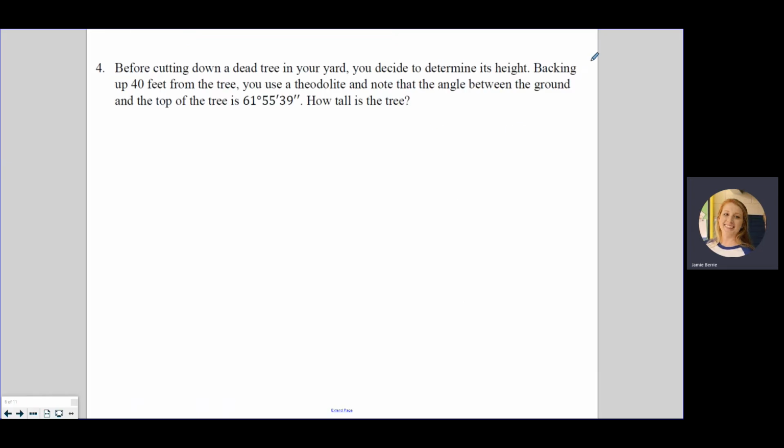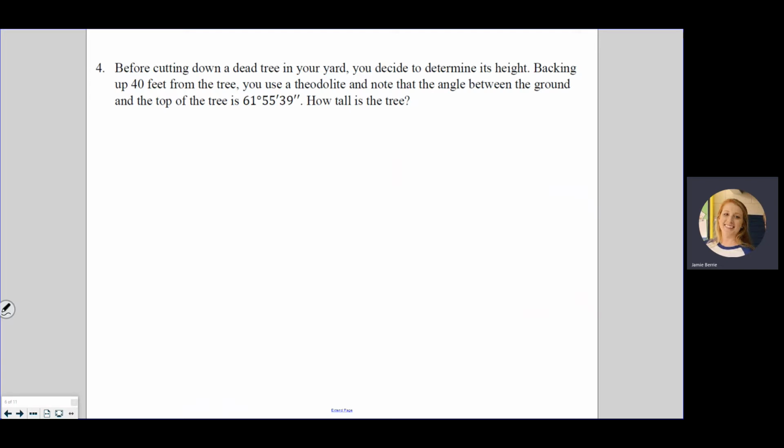So here we go. Here's an example with degrees, minutes, seconds notation. The rest of these examples in this section are going to be word problems. It says, before cutting down a dead tree in your yard, you decide to determine its height. Backing up 40 feet from the tree, you use a theodolite and note that the angle between the ground and the top of the tree is 61 degrees, 55 minutes, 39 seconds. How tall is the tree? All right, so a theodolite is an instrument used by surveyors to estimate the angle between ground and something up in the air.